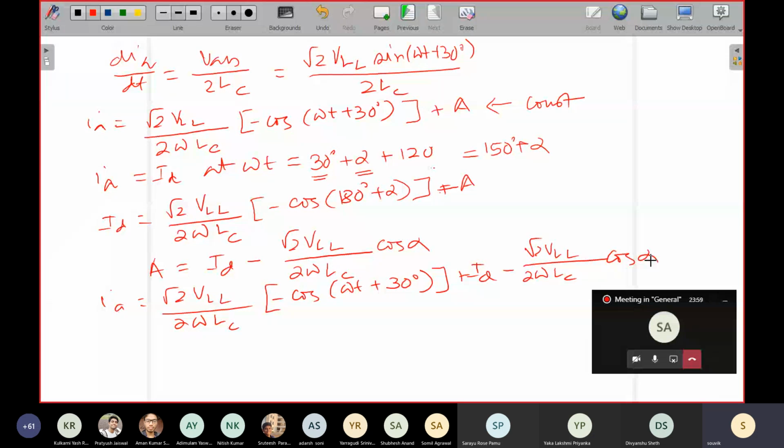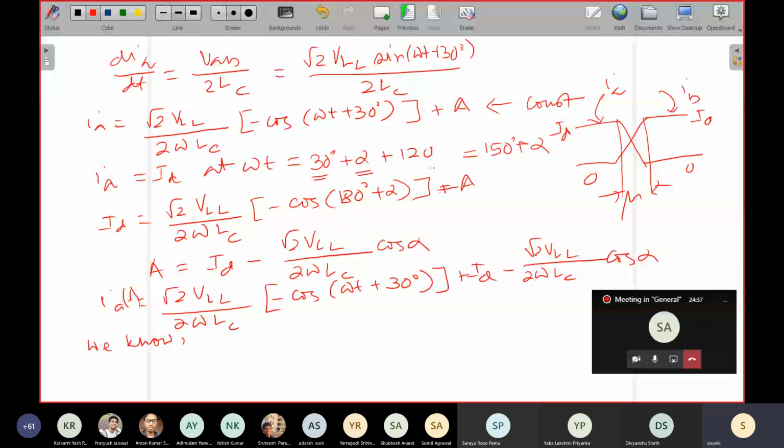So we know that at the end of the commutation, IA current has become 0, right? This is IA. So when is the end of commutation? It is when another mu angle has passed. You remember that commutation is happening this way, right? This is where commutation is happening. This is the current IB. This is the current IA. It is changing from ID to 0, and this is changing from 0 to ID. And this duration, this overlap, is called mu. Mu is the overlap duration.